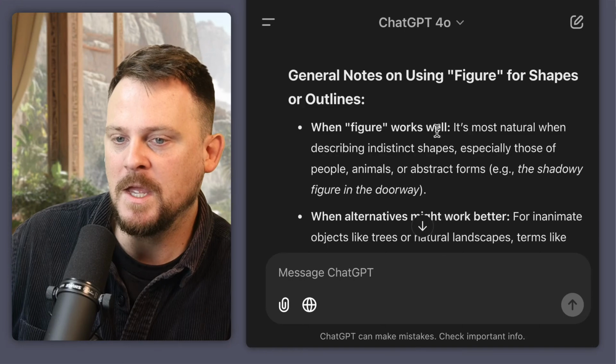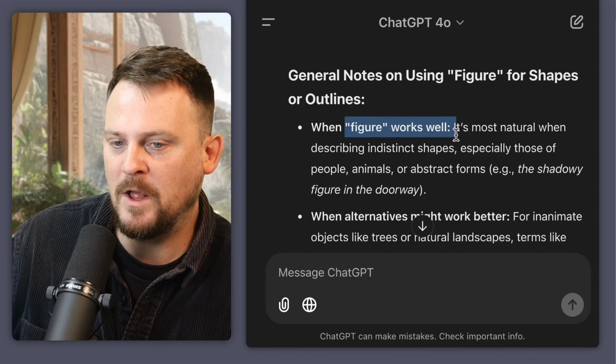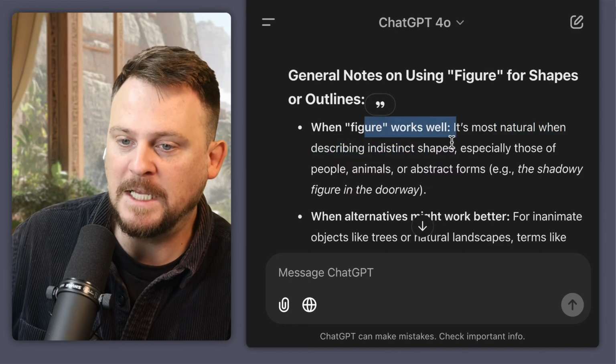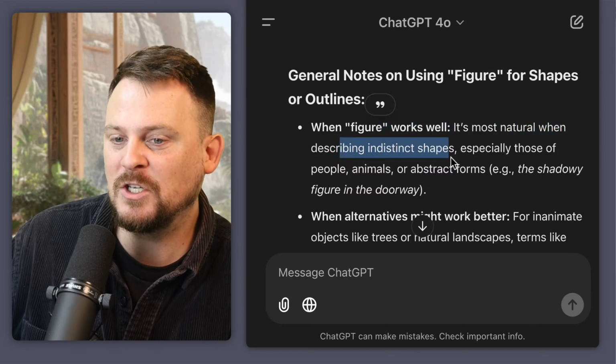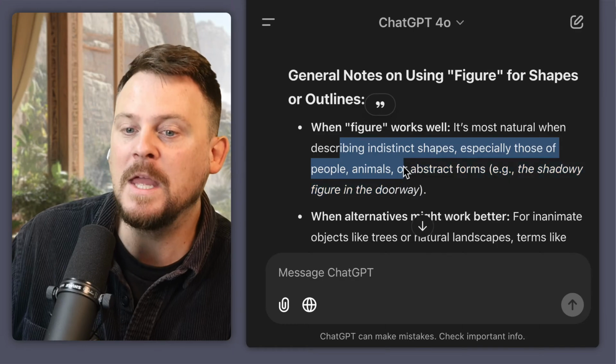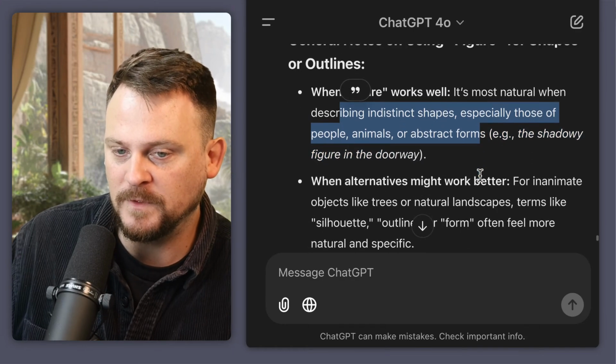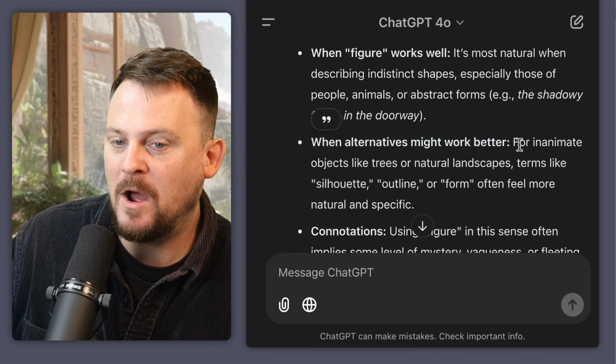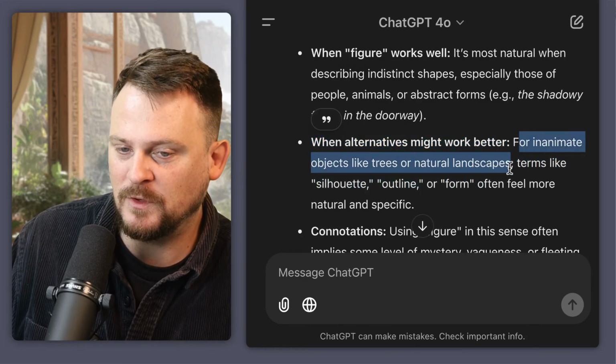So that's good. Figure works well, it's most natural when describing indistinct shapes, especially those of people, animals, or abstract forms. Alternatives might work well for inanimate objects like trees or natural landscapes.